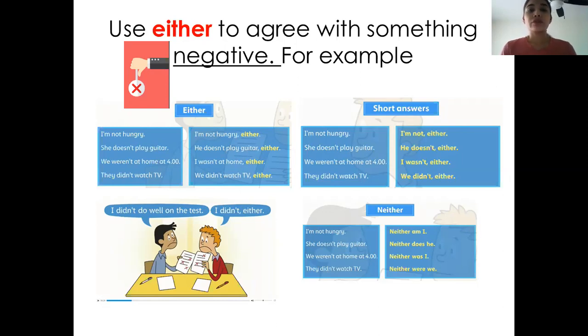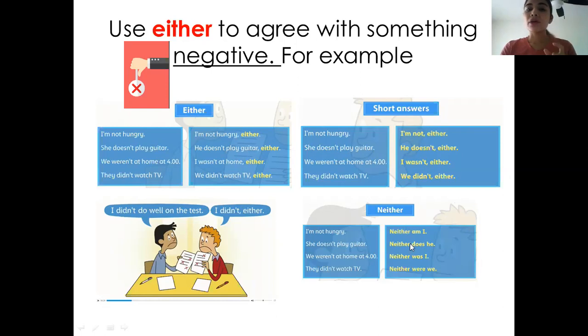when we have two statements that agree but in negative form, and we are going to use it also in short answers, okay? But you have to be careful with these grammatical rules, because when you are using either, your verb to be must be in negative form like this. I mean, doesn't, wasn't, didn't, okay?